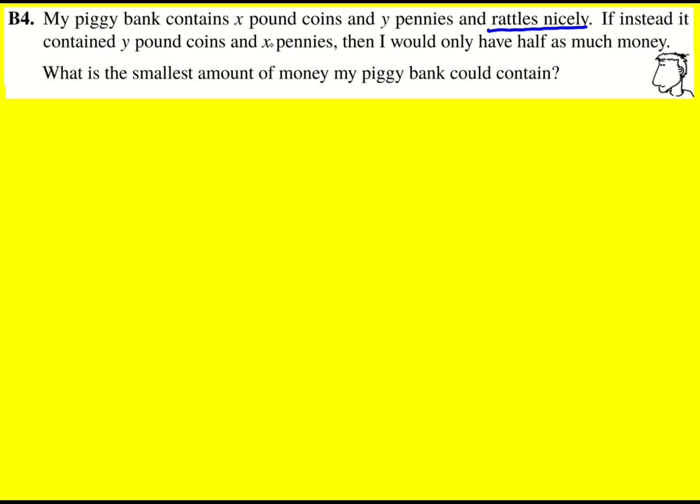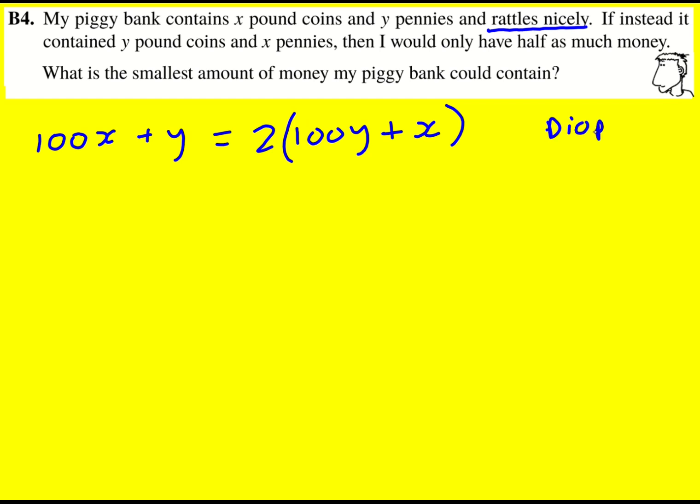We've got x pound coins. That means in terms of pennies, we've got 100x worth of money, and then y pennies. So that is how much we had in one scenario. If instead we have y pound coins, so that would be 100y, and x pennies, then we would only have half as much. So I'm going to need to times it by 2 to make it equal to the original. And what we've done is set up an equation with x and y, remembering that x and y have to be integers. This is actually known as a Diophantine equation.